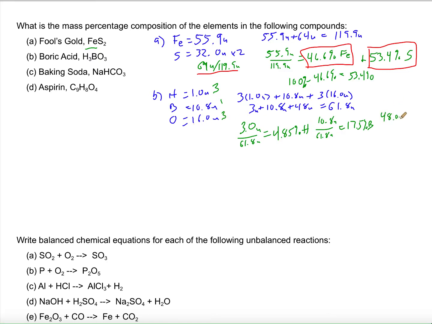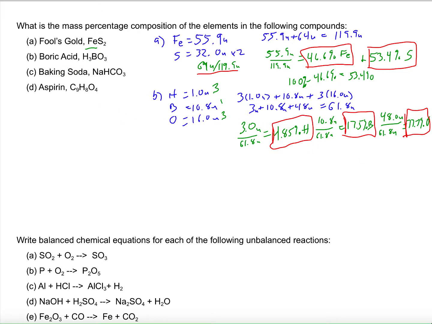Finally, for oxygen, we do 3 times 16 because there's 3 atoms, so 3 times 16 is 48 units. Divide that by the 61.8 total, which gives us the percentage for oxygen of 77.7% oxygen. If we add those up, you should get something very close to 100%. If you ever do these calculations and the 3 do not add up to 100%, it's a good idea to go back and check because you've probably made some calculation error along the way. So at the end, all of these should add up to 100%.